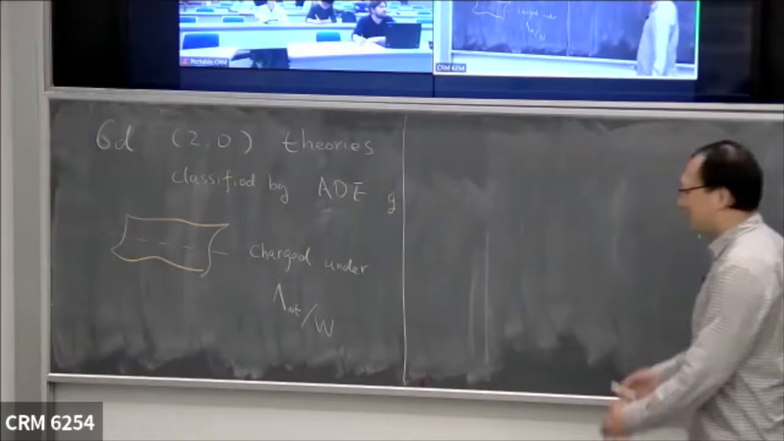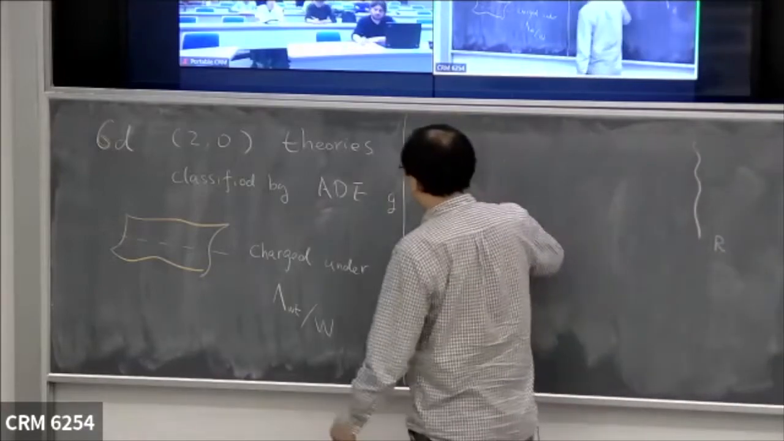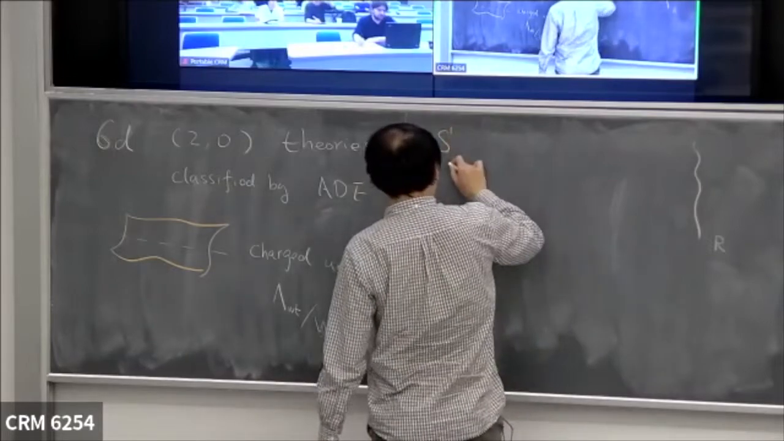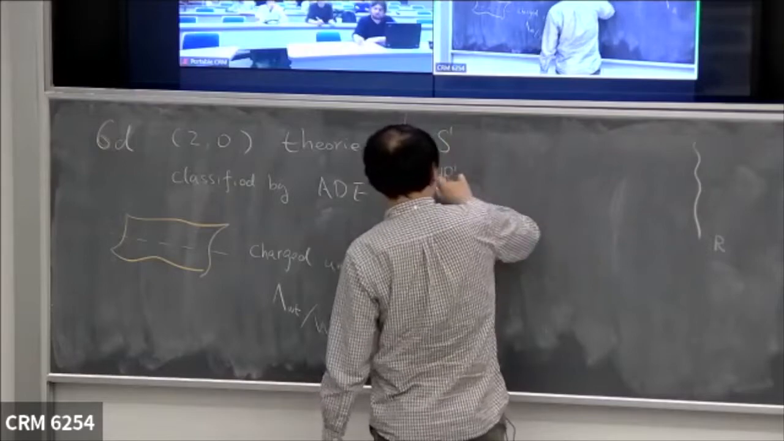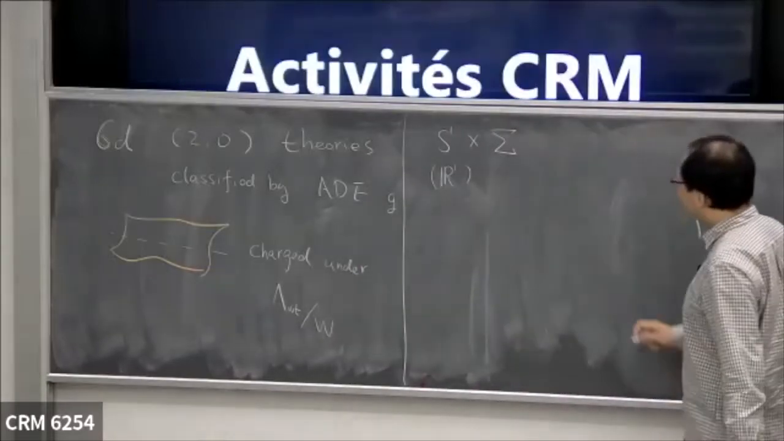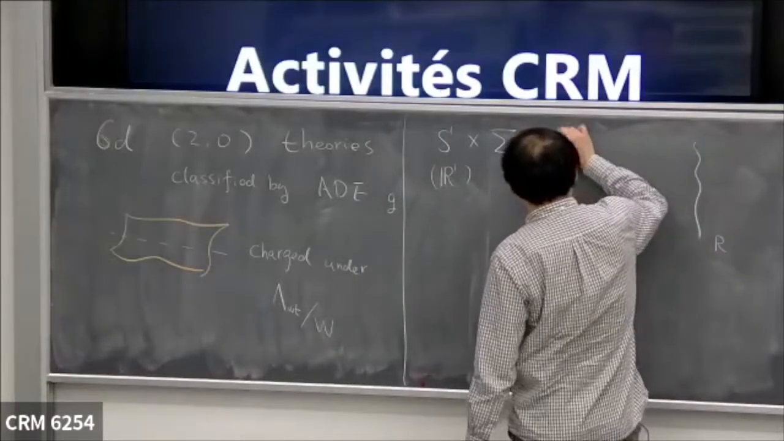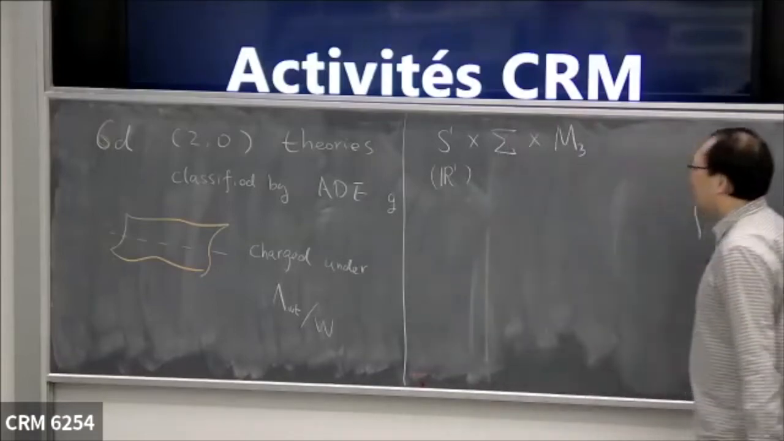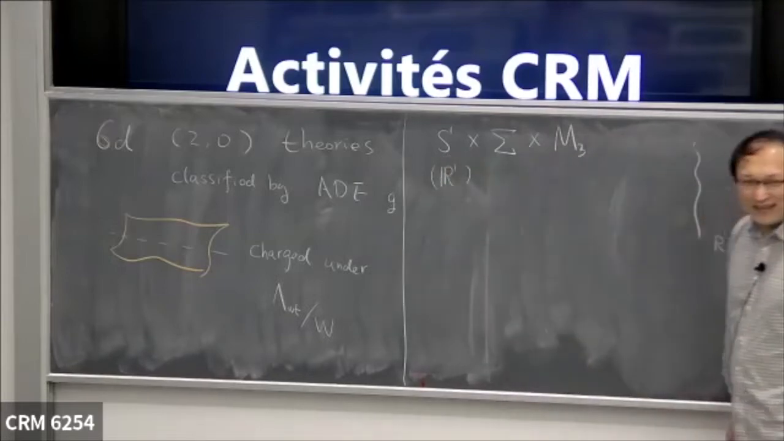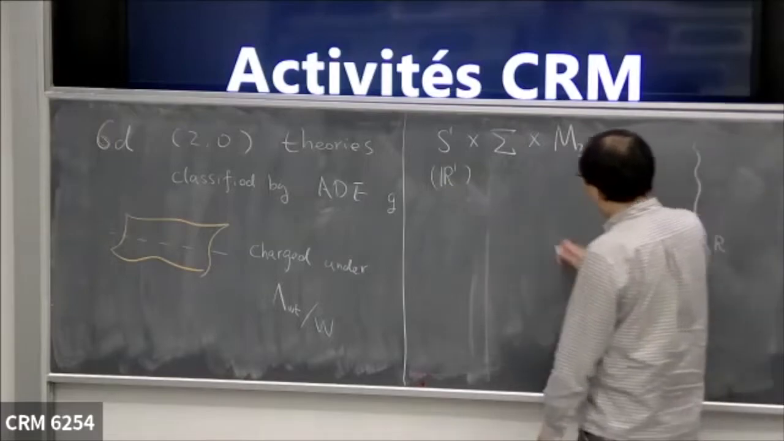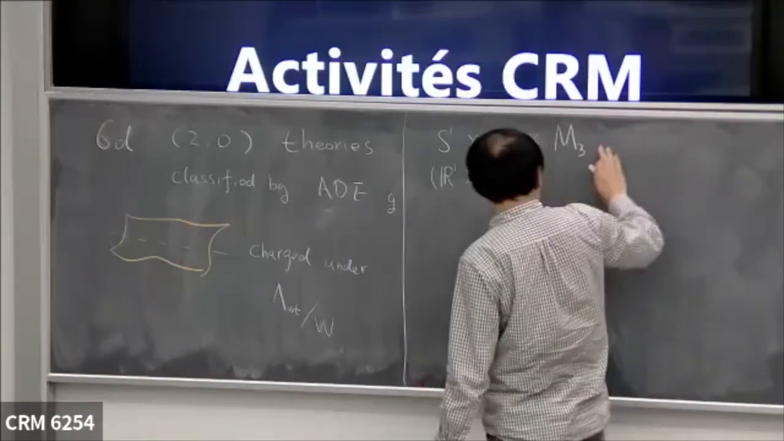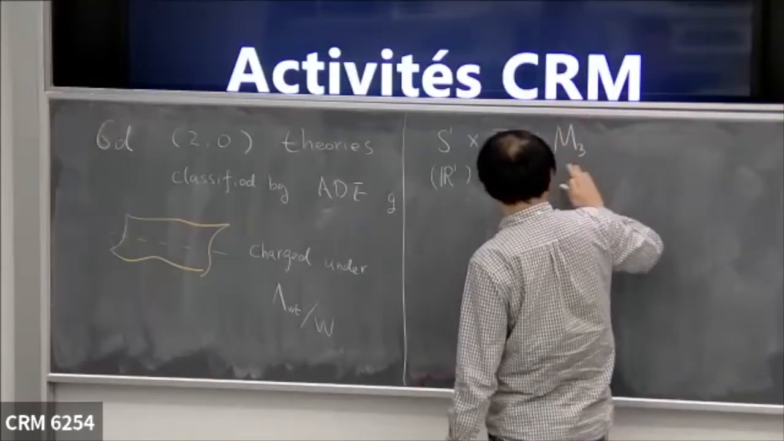And what can we do with these theories? So last time we ended with a particular geometry, which is either S1 or R1 times a Riemann surface sigma times a 3-manifold. So this is decomposing 6 into 1 plus 2 plus 3. The dimensions add up again to 6. And what can we do with this? In this kind of geometry, we can reduce either this factor or this factor.